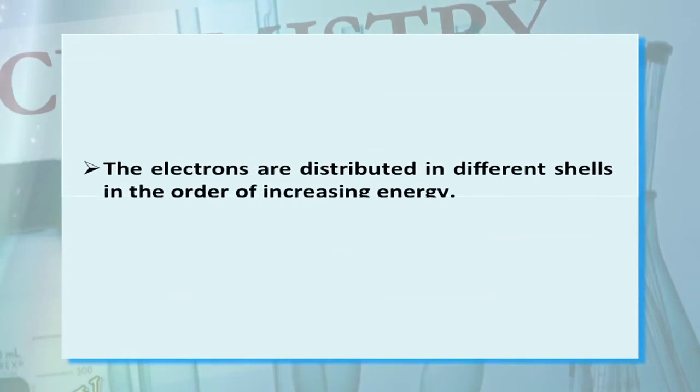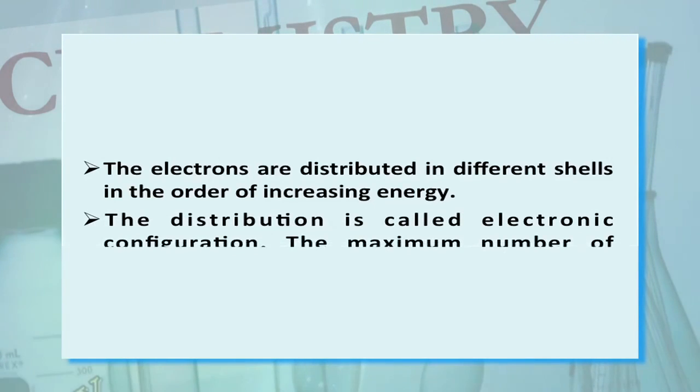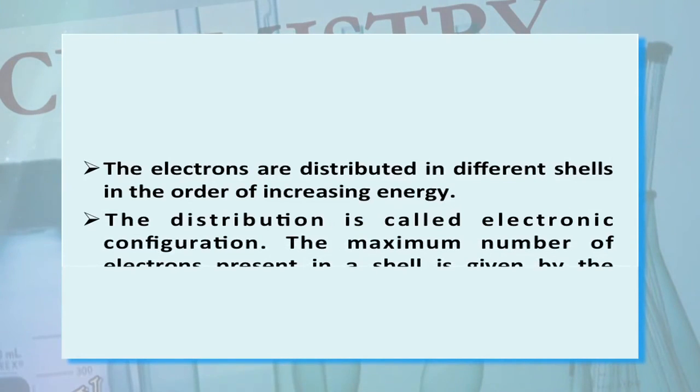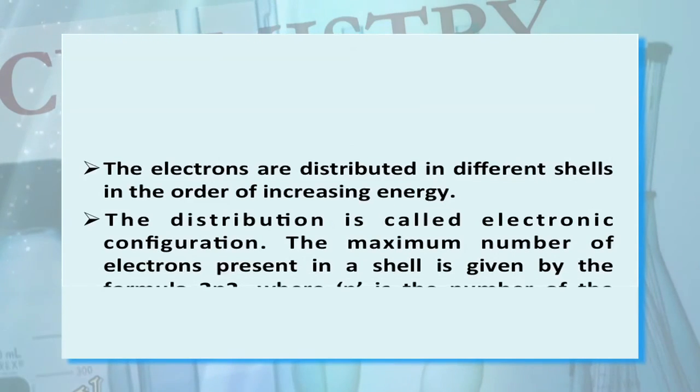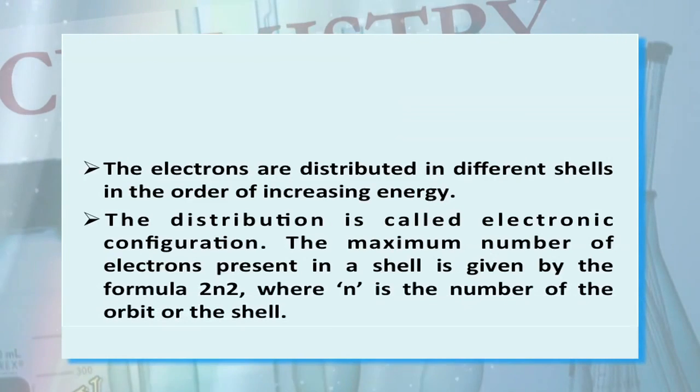The electrons are distributed in different cells in order of increasing energy. That was Bohr's postulate. The distribution is called electronic configuration. The maximum number of electrons present in a cell is given by the formula 2n squared, where n is the number of the orbit or the cell.